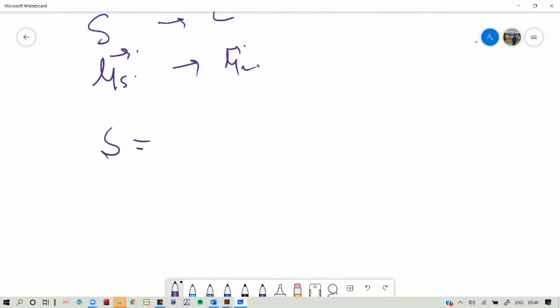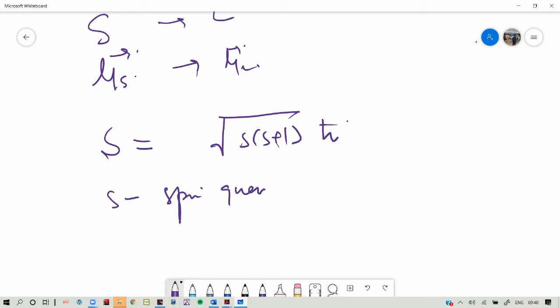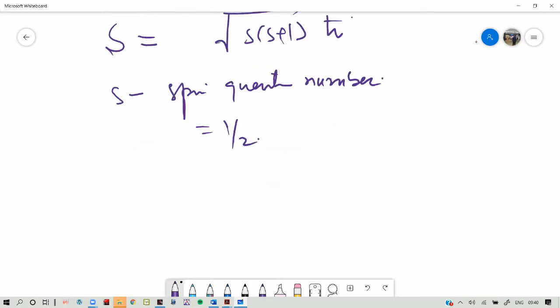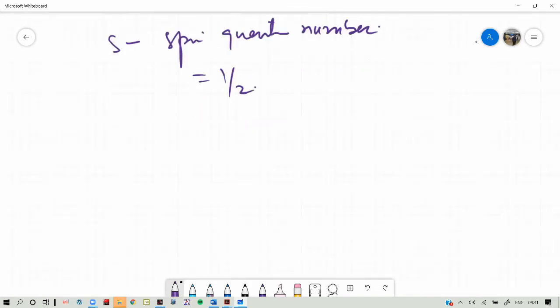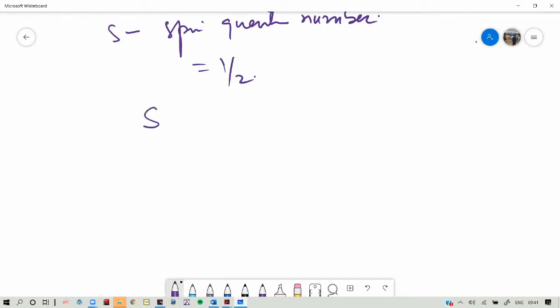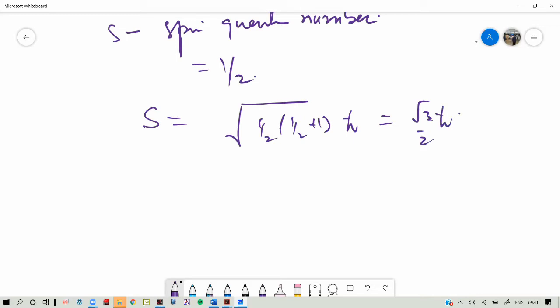The magnitude of S is given in units of h cut, or h by 2 pi. This s is the spin quantum number, and it has a value of 1 by 2. What s equal to 1 by 2 means is that an electron has either an up spin or a down spin, each with half probability at any arbitrary time t. And they were able to find S equal to root of 1 by 2 into 1 by 2 plus 1 times h cut, which is root 3 by 2 h cut.